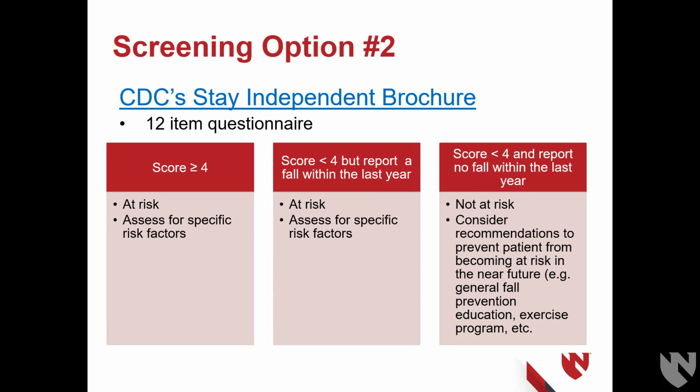This brochure contains 12 questions, and if they score at least 4 points, they're considered at risk, and then you would go on to assess for specific risk factors. Again, the why are they at risk for falling. If they score less than 4, but they've reported a fall within the past year, you again consider them to be at risk and then move on to a more thorough assessment. If they score less than 4 and report no falls within the last year, they're considered not at risk. And again, you might consider some recommendations to make sure they don't become at risk in the near future.